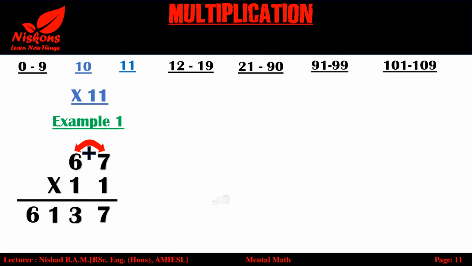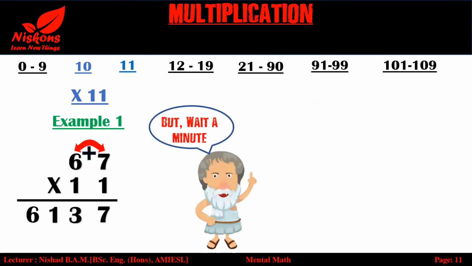Oh, wait a minute, I made a mistake. In this technique, we can only write one digit at a time. We can't write two digits, as I have already written 13 like that. So we have to edit that, because we can't write the 6 and 1 like that. We have to add these two numbers, 6 plus 1, which is equal to 7. So that is the right way. We have to only write one number at a time. So the answer will be 737.